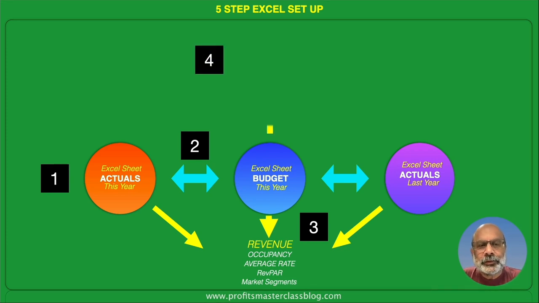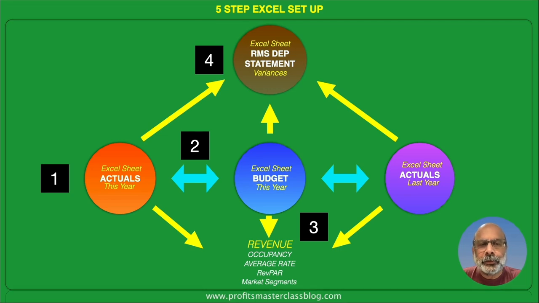Step 4 is when you bring together these three sheets to produce the first of the summaries in what can be called a rooms department statement. This is also the first time you will get to see variances. Variances are powerful analytical tools. The variances will show you how actuals of this year compare with the budget for this year, as well as the actuals for last year. The variance analysis is a powerful element of hotel financial performance analysis.